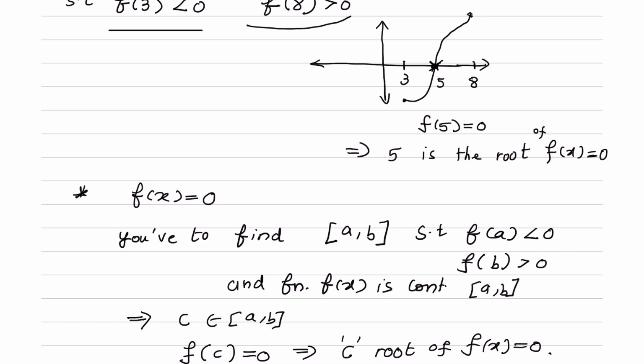So that's the condition to find the root of an equation in an interval. In that interval the function must be continuous, and on one end of that interval the function is positive and on the other end the function is negative, or it could be the other case, that on one end of the interval the function is negative and on the other end the function is positive. So a root will definitely exist in that interval for that equation.